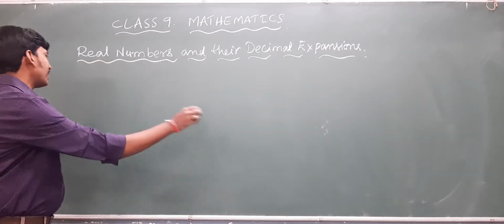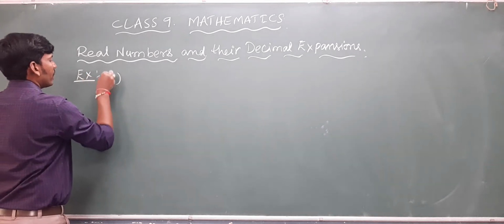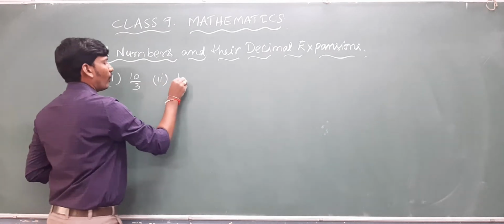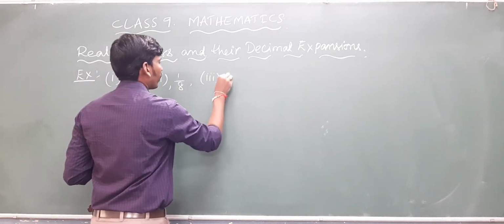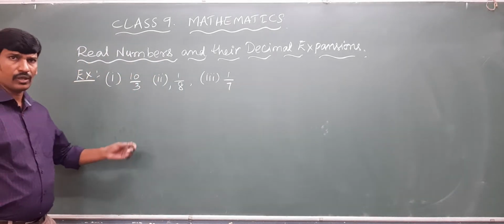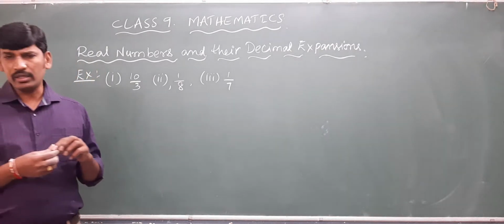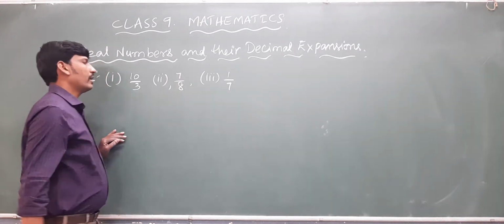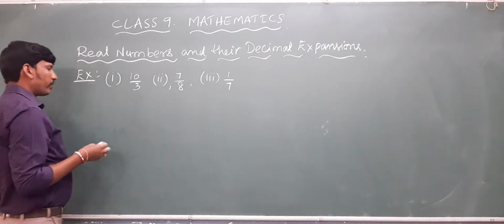Let us discuss some examples. The first one is 10 by 3, the second one is 1 by 8, and the third one I am going to find out is 1 by 7. Now look at here everyone. Sorry, this is 7 by 8. Now I am going to divide each and every value by the long division method.